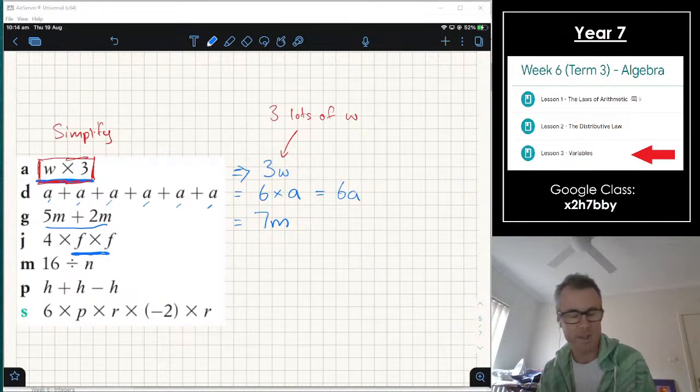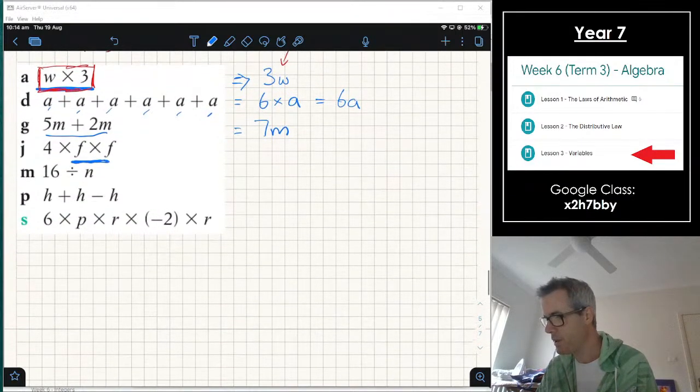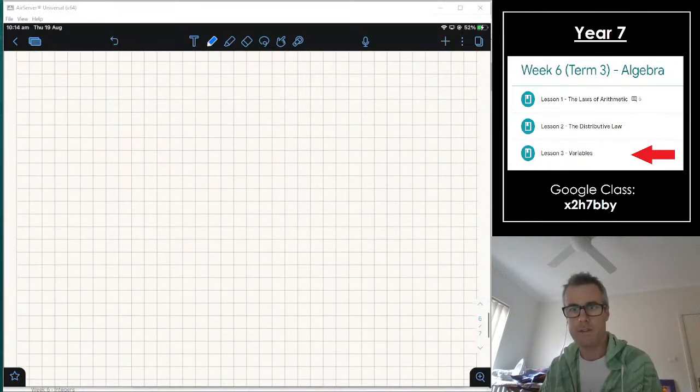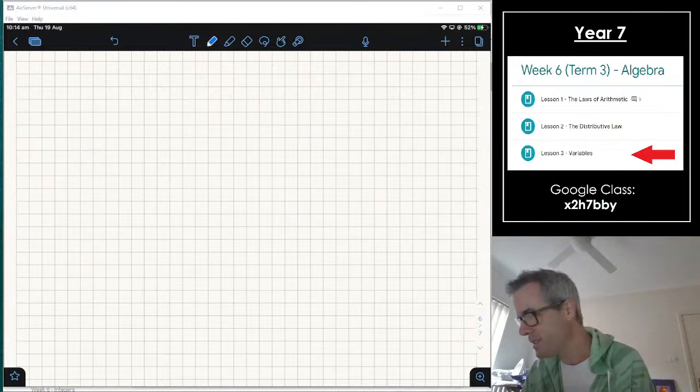Let's have a look at J, okay? This is 4 times F times F, right? I want to think about this F times F. This F times F shouldn't be too unfamiliar, right? Because we've explored this when it comes to indices. I'm hoping that you guys remember.